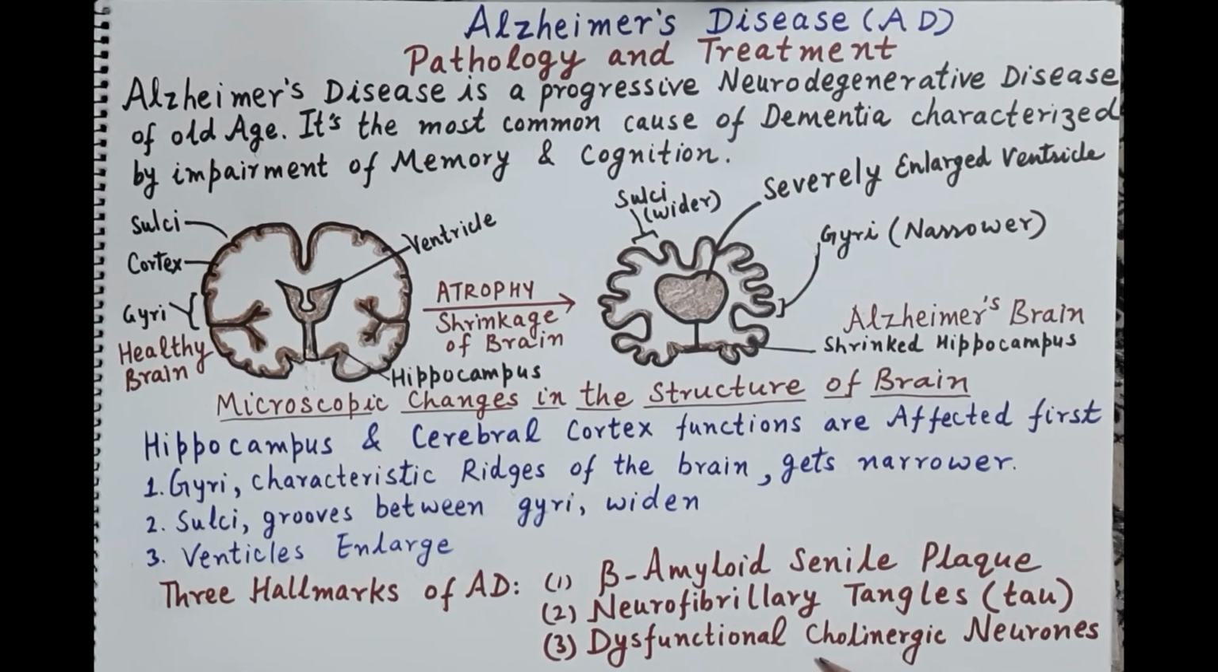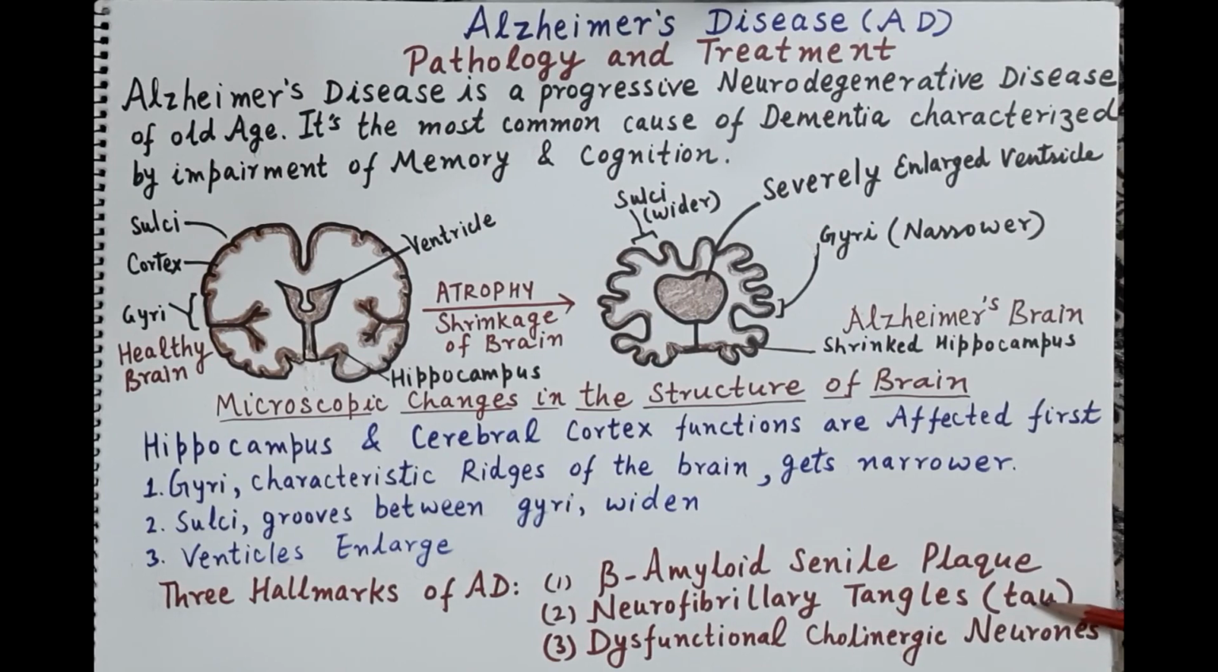The third hallmark of Alzheimer's disease is dysfunctional cholinergic neurons. These dysfunctional cholinergic neurons synthesize less acetylcholine, and there is less release of acetylcholine in the synaptic cleft, because of which there is reduced cholinergic transmission. Because of the reduced cholinergic transmission, there is neurodegeneration and death of the neurons. Now, one by one we are going to study all three hallmarks of Alzheimer's disease, which are basically responsible for the progression of Alzheimer's disease from mild to severe.